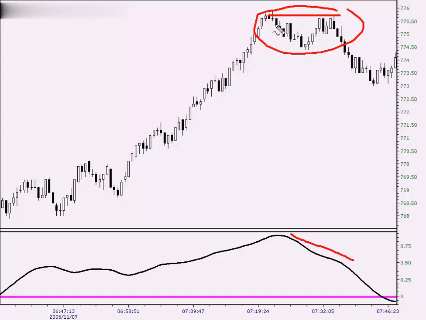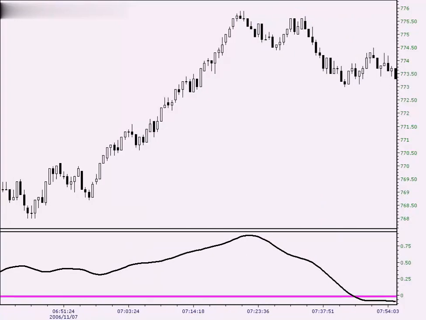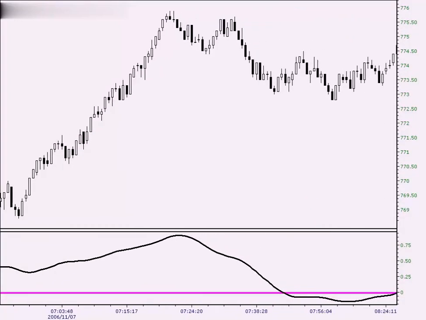Here again, clear divergence and momentum heading on down, leading price down.